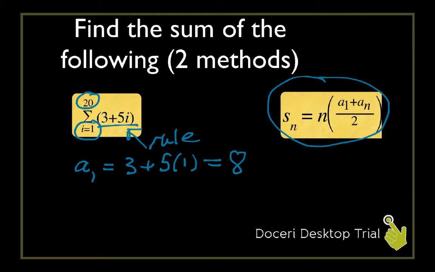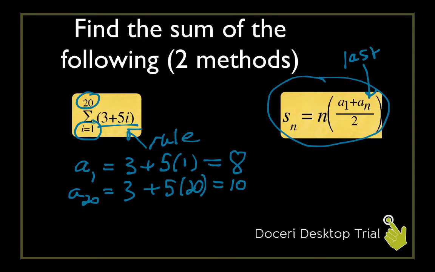And then we're going to put in a sub n. Now, in this one, it's the nth term, and that's whatever you're going up to. So you could write on there that it's the last term. The a sub n is the last term. So we'll find a sub n, which in this one is a sub 20. So that's 3 plus 5 times 20, and that's 103. And once you've got those two things, you've got everything that you need to find the sum.